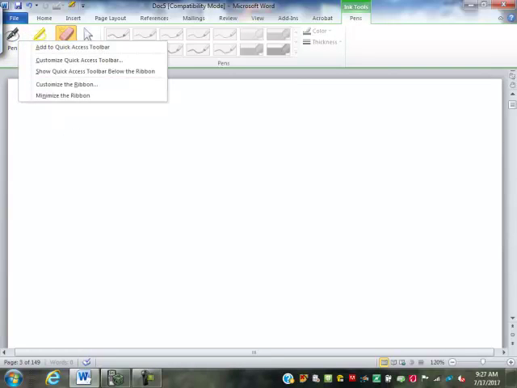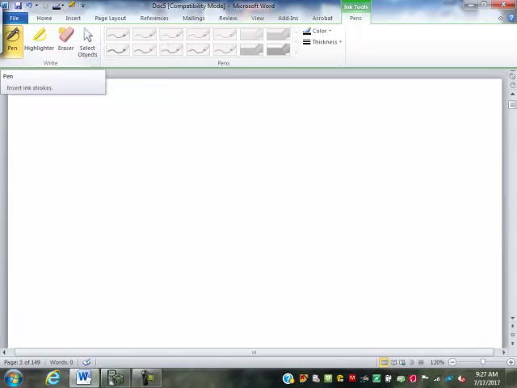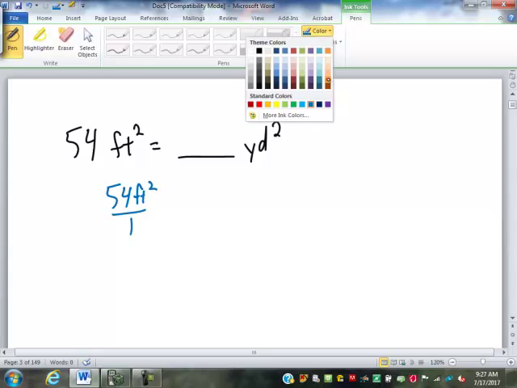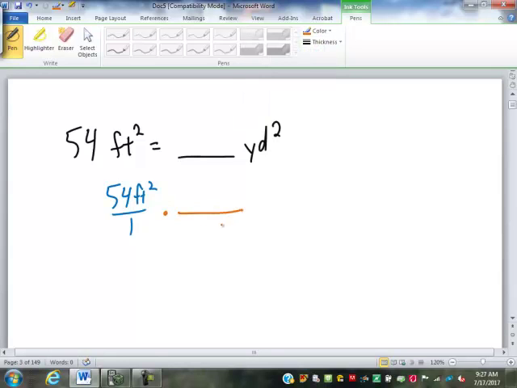So what if I have something that is 54 square feet and I want to go to square yards? Well, it's 54 square feet over 1. Square feet are going to go on bottom and square yards on top. But what is our relationship between square feet and square yards?